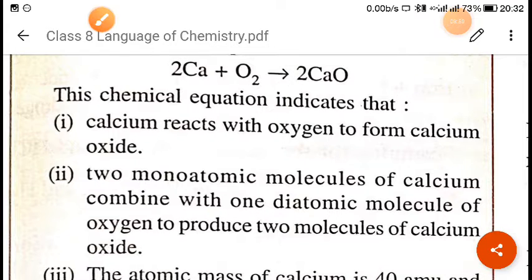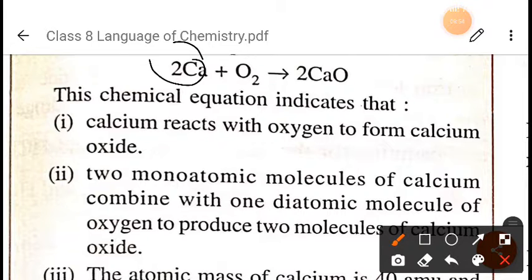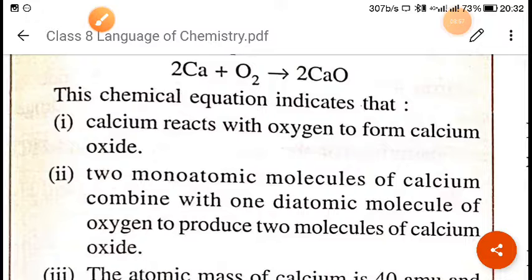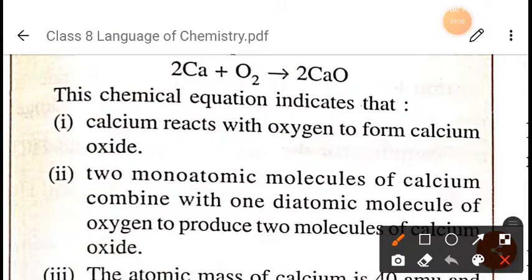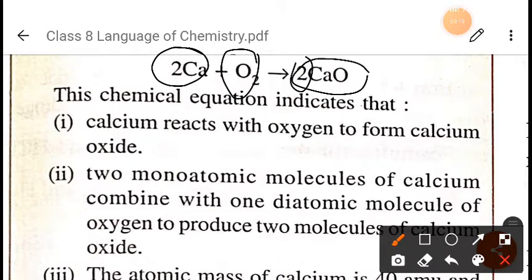It means, as you can see, monoatomic means only one atom of calcium. So two monoatomic calcium molecules are combining with one diatomic molecule. You can see here oxygen is O2, and 2 means di, right? So here it is reacting with one diatomic molecule of oxygen to produce two molecules of calcium oxide, right?